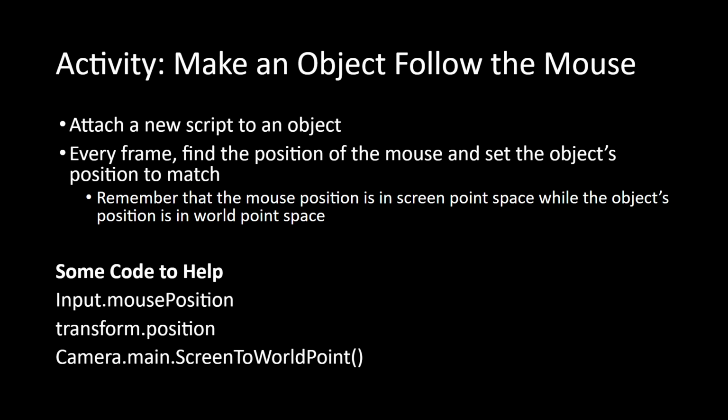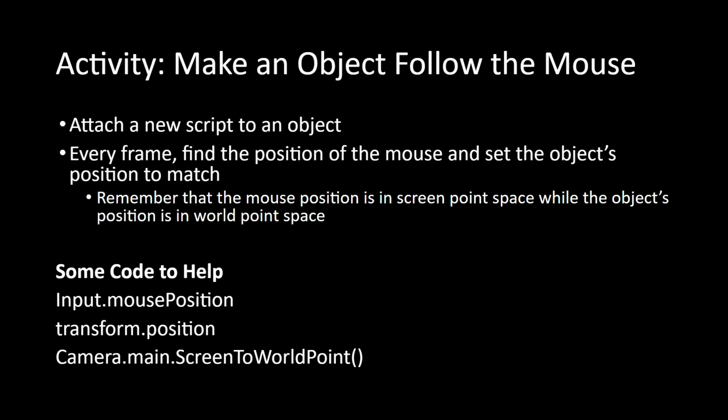So, to do what we want to do, we're going to attach a new script to an object, and then on every update, find the position of the mouse and set the object's position to match. So we want to just move an object around in the world according to wherever the mouse is. In the game, we're only going to use left and right because our baskets can only move left and right across the bottom, but we're free to go across the whole screen if we want.